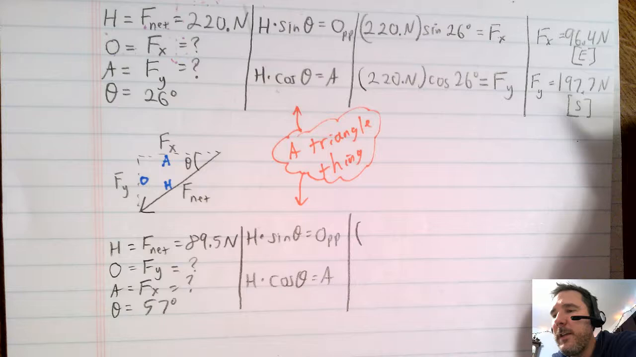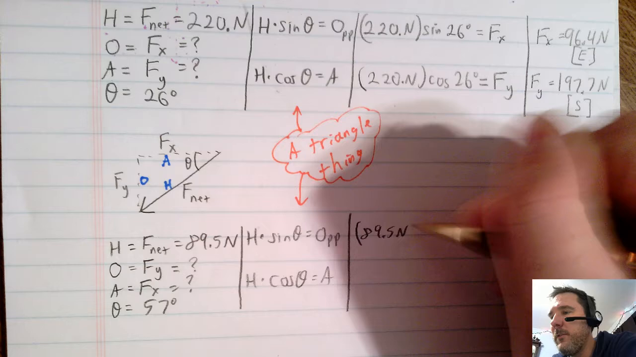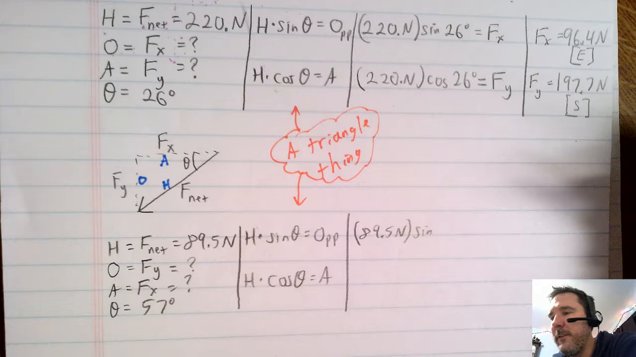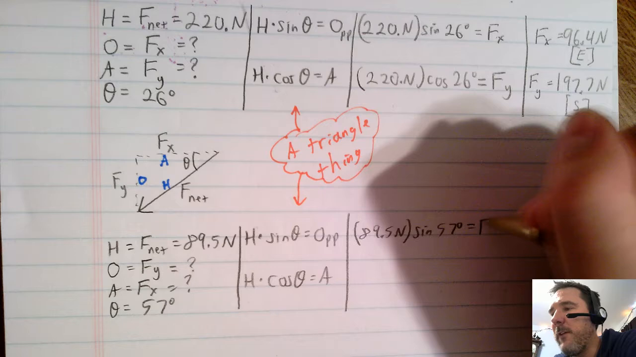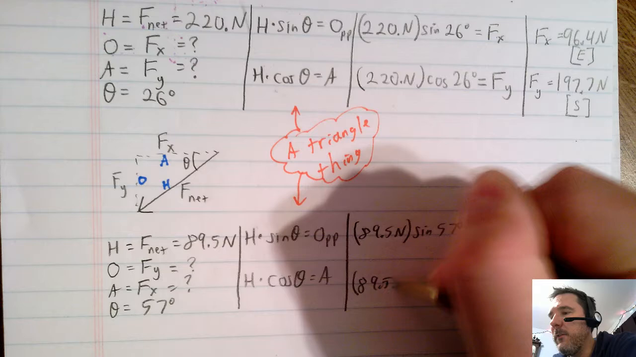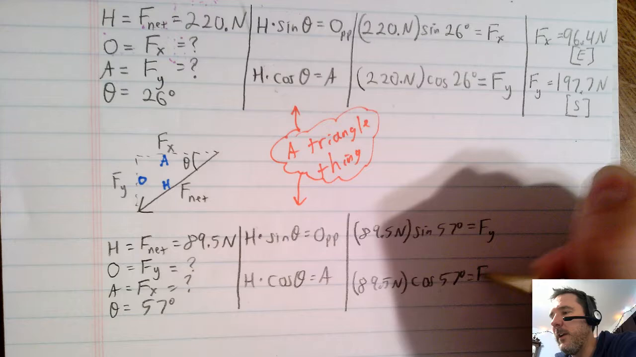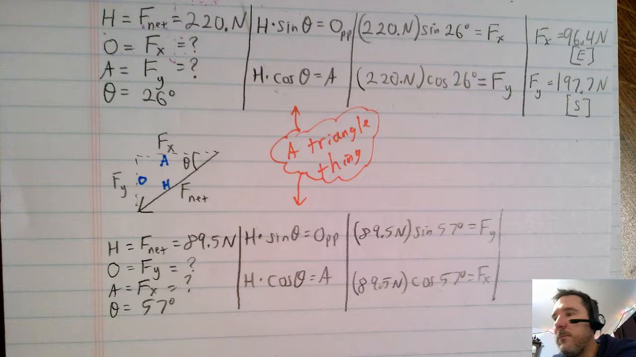All right. So in this case, our H is 89.5 newtons times sine of 57. And that'll be my opposite side, in which case this is Fy. All right. And now over here, 89.5 newtons times the cosine of 57 degrees is my Fx. All right. So I got those two.